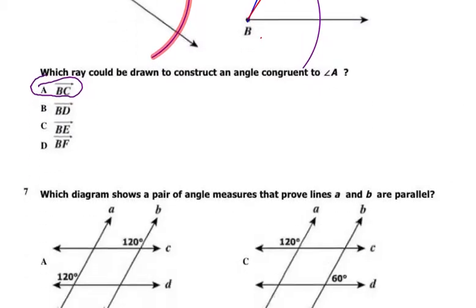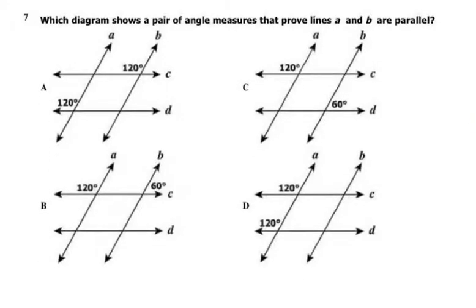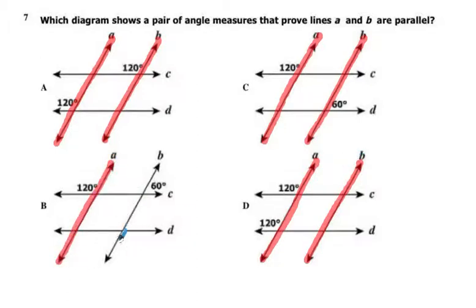All right, number 7. Which diagram shows a pair of angle measures that proves lines A and B are parallel? Well, I'm going to go through here and I'm going to highlight lines A and B. Line A, and line B, and line A, and line B, and line A, and line B. You guessed it.